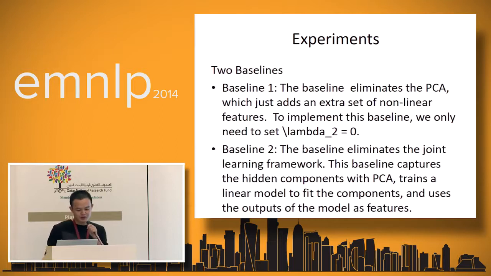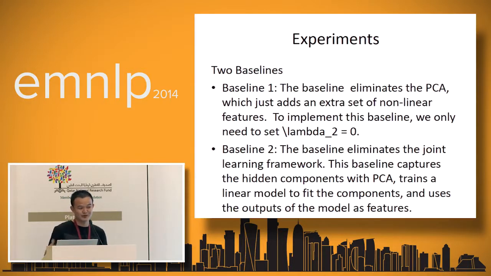Okay, we compare two baselines in our experiments. Baseline one eliminates the PCA, which just adds an equatorial set of nonlinear features. To implement this baseline, I only need to set lambda 2 to 0. The lambda 2 parameter is the coefficient of the third term in the objective function.